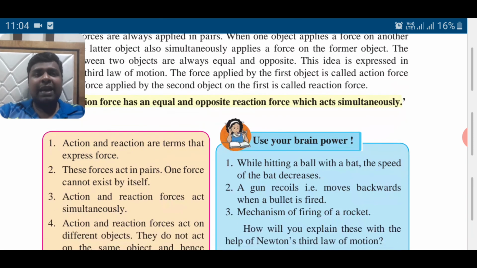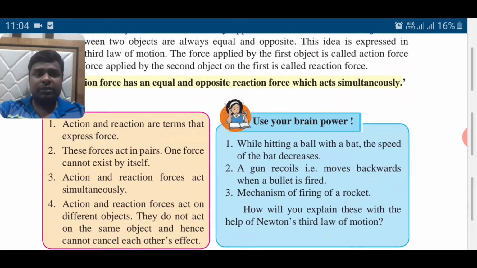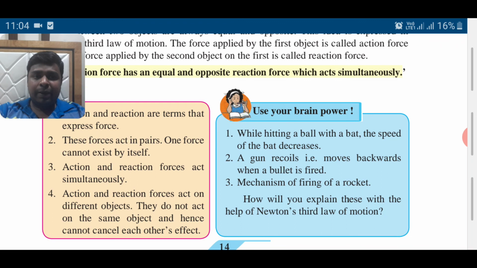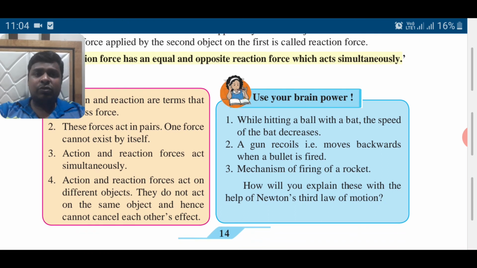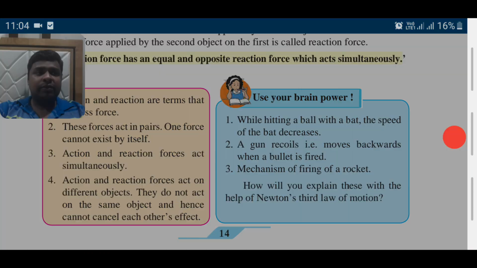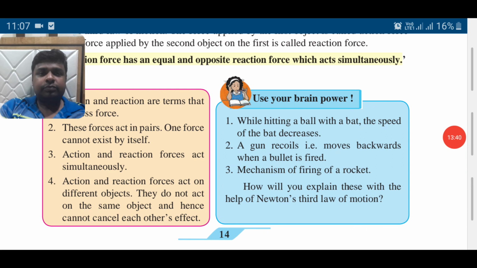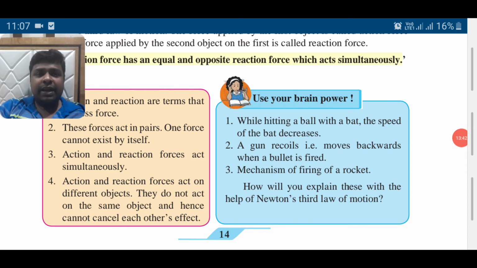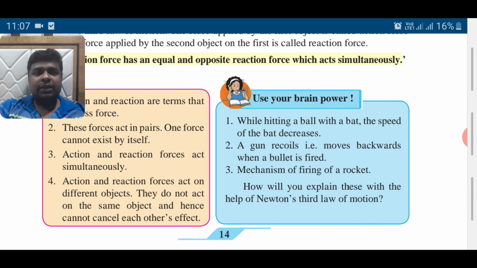Action and reaction are terms that express forces. They act in pairs. Action and reaction forces act simultaneously. Action and reaction forces act on different objects. They do not act on the same object, hence they do not cancel each other's effect.